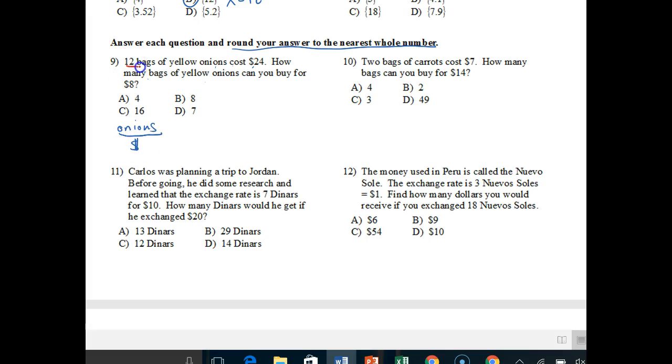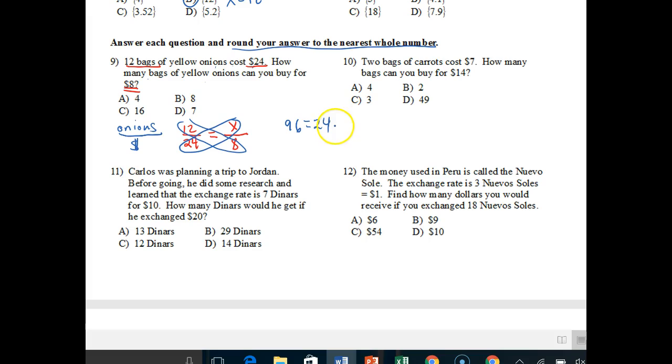So the first ratio they gave us was 12 bags to $24. So 12 bags to 24 is equal to, then the second proportion they gave us is how many bags of yellow onions can you buy for $8? They gave us the money, so the 8 goes in the bottom and the x goes right there. So basically what we'll be doing is cross multiplying, and we'll do 12 times 8, which is 96, is equal to 24 times x, which is equal to 24x.